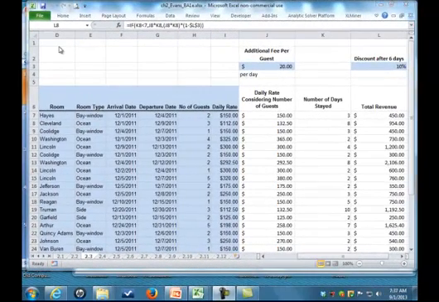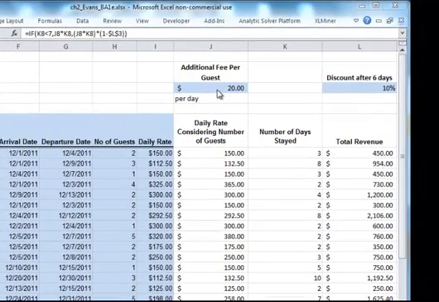Okay, let's go through problem number 3 in chapter 2, where we were given these various hotels, or customers at a hotel. We were given their arrival date, their departure date, number of guests, and the daily rate that was charged for that customer. But we had to model in a fee for additional guests. If they had guests over 2, there was a $20 fee per day. And then there was also a discount if they stayed more than 6 days.